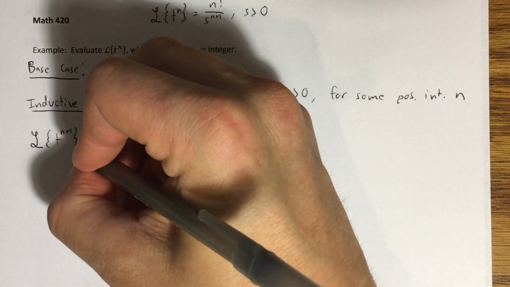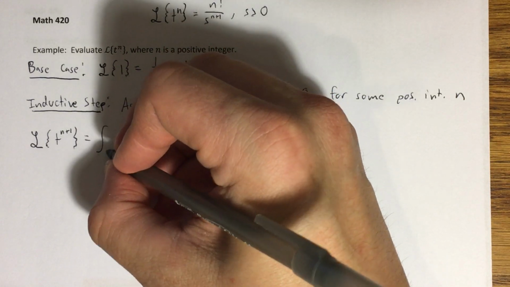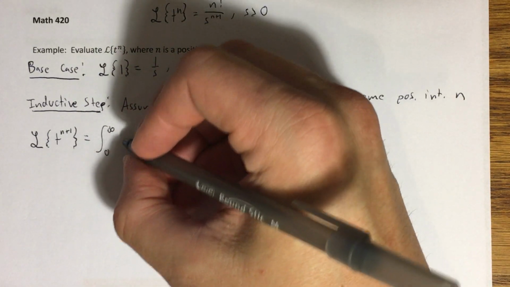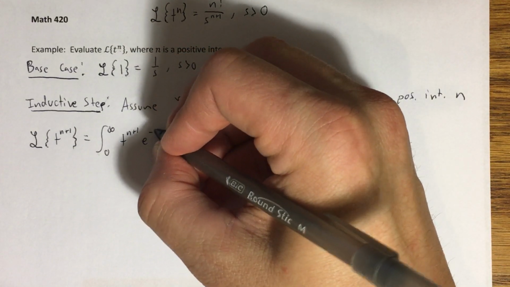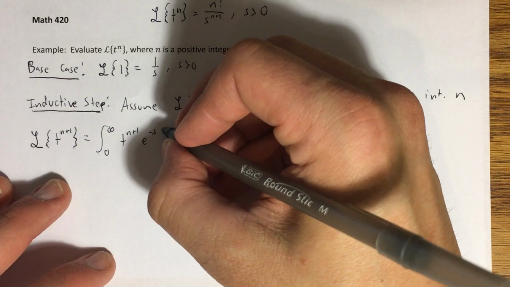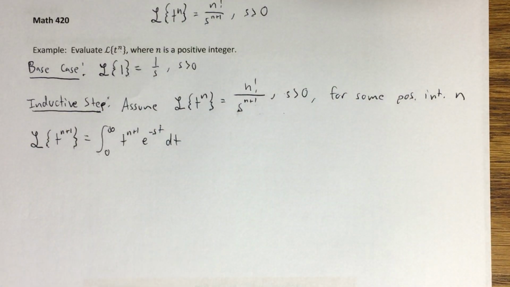Okay? Now, what I want to do is evaluate the Laplace transform of t to the n plus 1. Okay? By definition, that's equal to the integral from 0 to infinity of t to the n plus 1 times e to the negative st dt. And again, we need integration by parts for this to work.